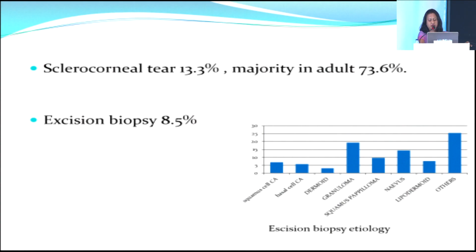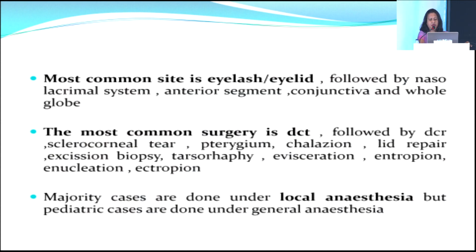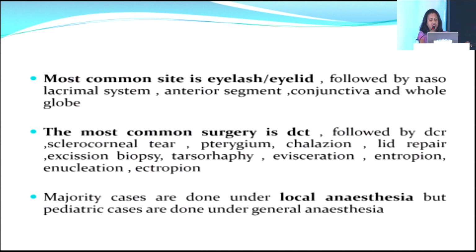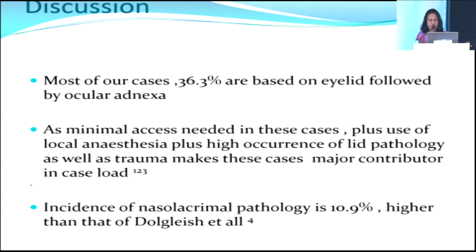And excision biopsy cases were 8.4%, and the result of excision biopsy was that most of the cases were benign, followed by granuloma, then different tumors which were benign and non-benign as well. Now, in our study, the most common site was eyelid, as I have already said, followed by nasolacrimal system, anterior segment, conjunctiva, and whole globe. The most common surgery was DCT, followed by DCR, sclerocorneal tear, pterygium, chalazion, lid repair, excision biopsy, tarsorrhaphy, evisceration, entropion, enucleation, and ectropion. And the majority of the cases were done under local anesthesia, but pediatric cases were done under general anesthesia.